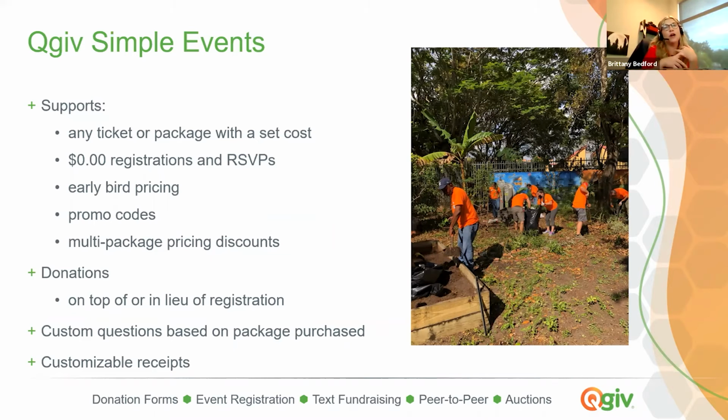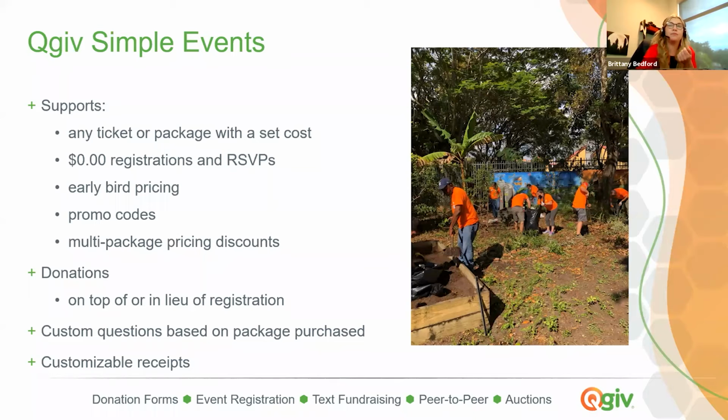Our event registration forms support any registration that has a set cost and registrations that are free. So if you're collecting reservations or RSVPs, you can do that too. We support early bird pricing and promo codes, and surprise, a favorite of mine, we also offer multi-package pricing discounts. So you can discount registration if they're buying multiple packages or tickets. Our forms also have the ability to accept donations on top of or in lieu of registration. So even if someone can't make it to your event, they can still show their support with a donation. Or if they just want to add a donation on top of their registration, they can do that all in one transaction.